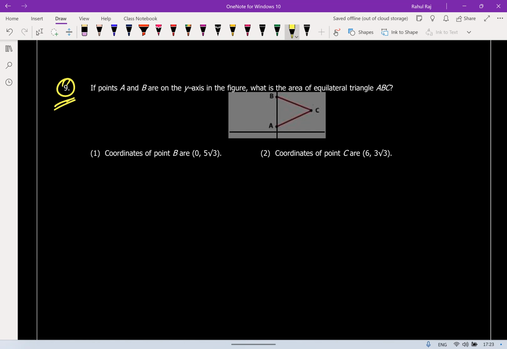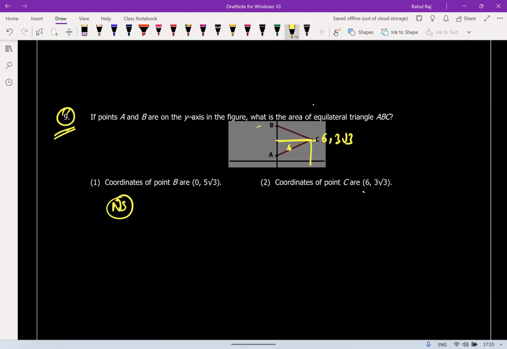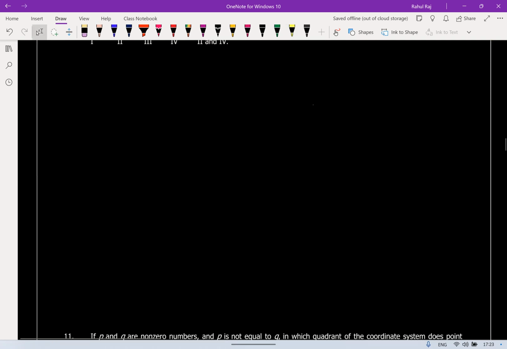So what it says, the coordinates of point B are 0 and 5 root 3. What is 5 root 3? This entire distance is 5 root 3. I don't know what is the distance of AB. So not sufficient. Second says the coordinates of point C are 6 and 3 root 3. So what is 6 and 3 root 3? 6 is this distance, 3 root 3 is this distance. So you get to know the height. The moment you know the height of an equilateral triangle, we could get the area. So from statement number 2, you get to know the height, you will get the area. Sufficient. I hope it's clear. Question number 11, please.